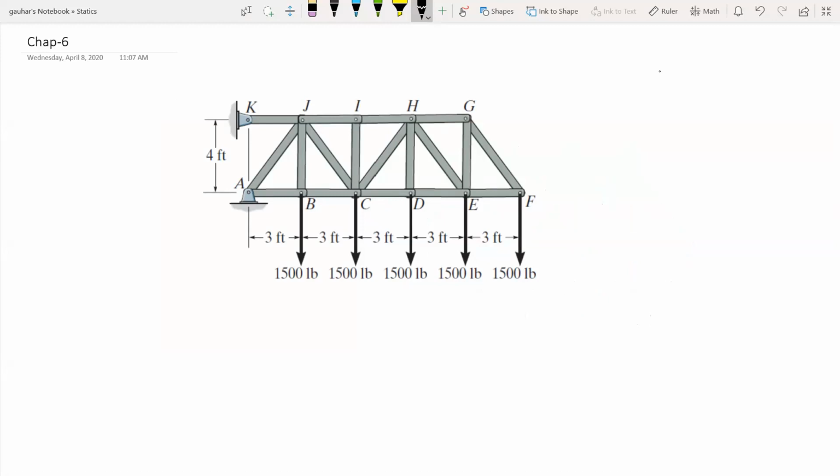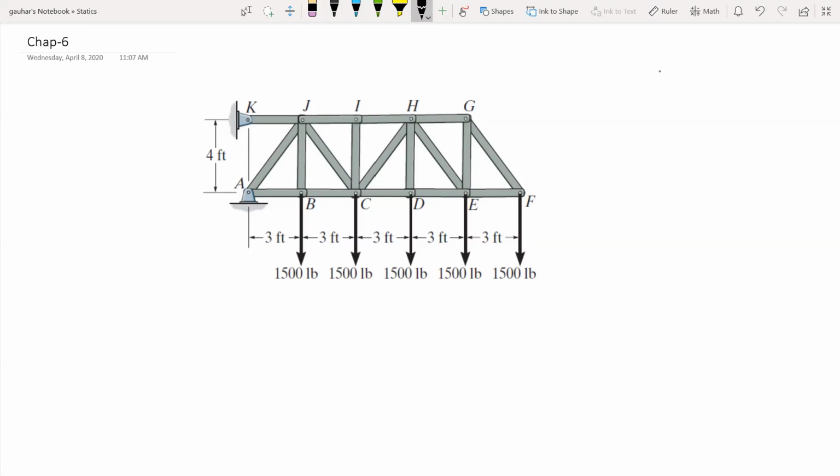As you know, in chapter 6 we are dealing with truss analysis, the force analysis of truss systems. We covered two methods, method of joints and method of sections. Today we are going to do some more practice on method of sections. You already have the handout, I uploaded it for today's lecture. We have two problems on this handout, so we'll go and solve these problems.